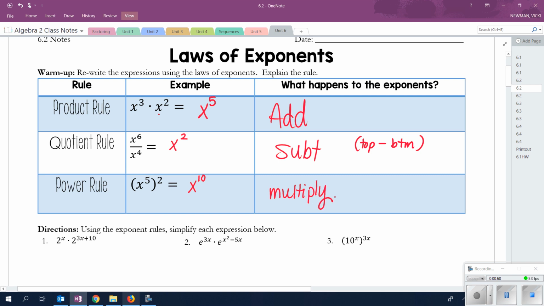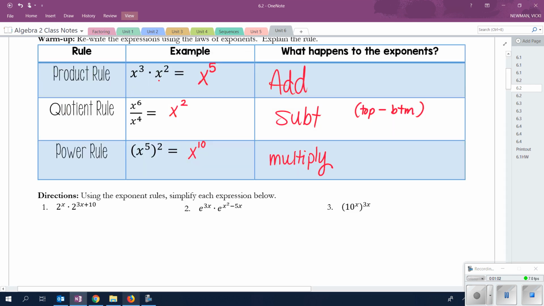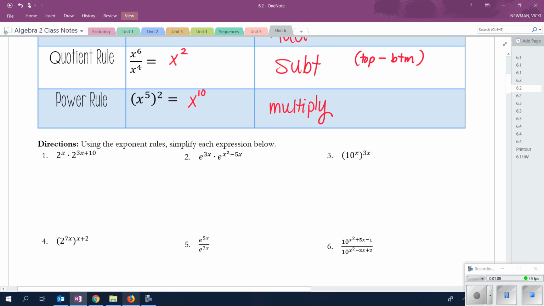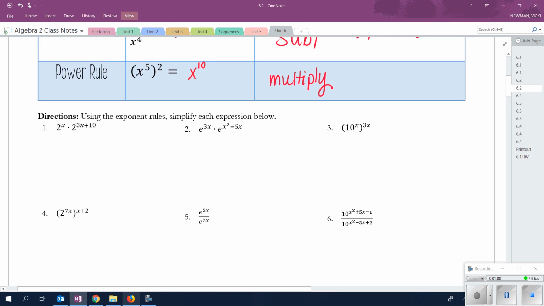All right. So Miss Newman's an evil genius and came up with algebraic ways to represent this. Well, isn't that nice? So we're going to do number 1. You have two things with a base of 2 being multiplied. What should you do with their exponents? Add them. So 2 to the what? 4x plus 10. Good.